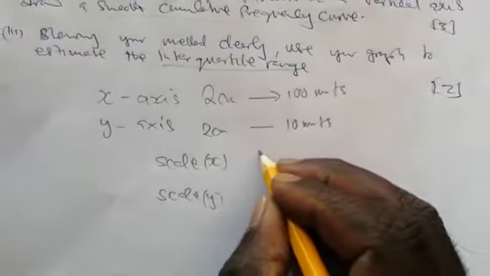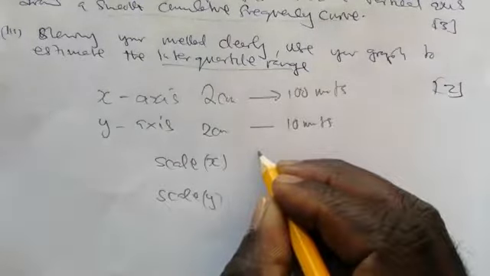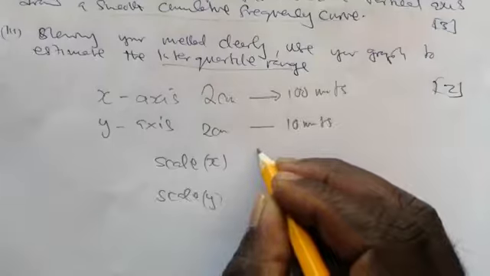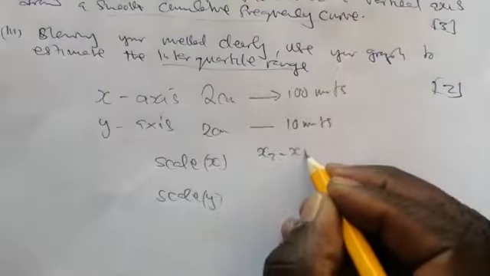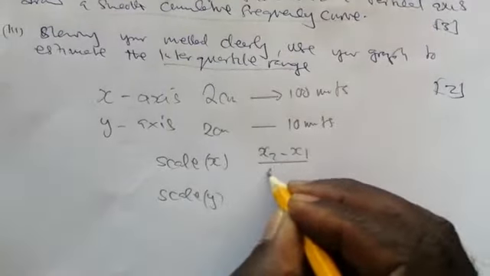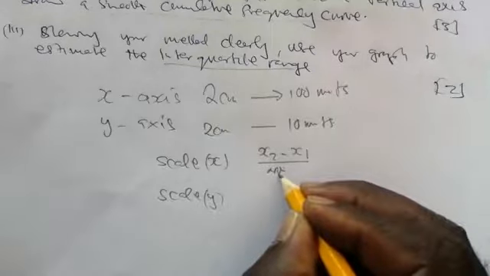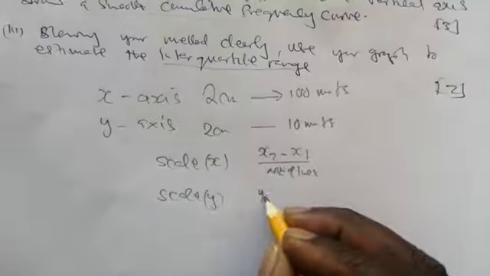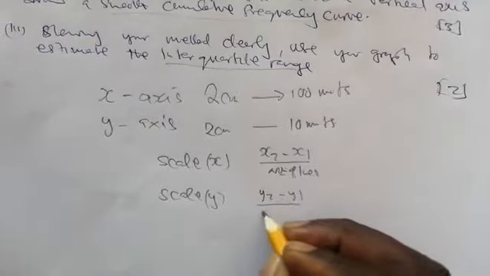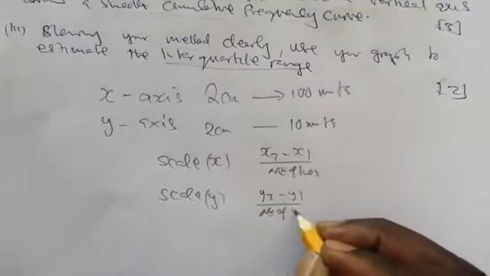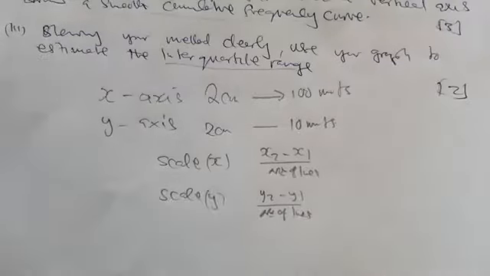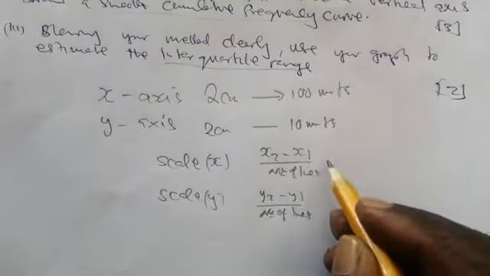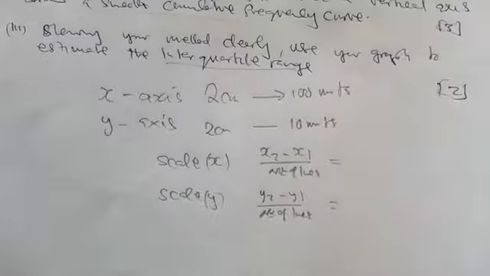So you see, you can say interval. In X you say X2 minus X1, you can pick any two, divide by the number of lines. So here we have Y2 minus Y1 over the number of lines. So we are going to know how much it will represent. So we are going to use these two at a later stage.